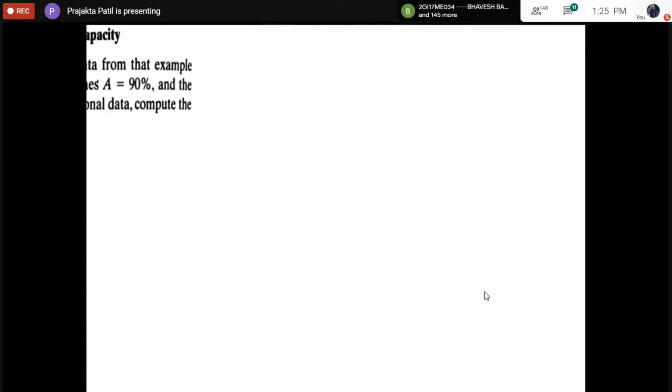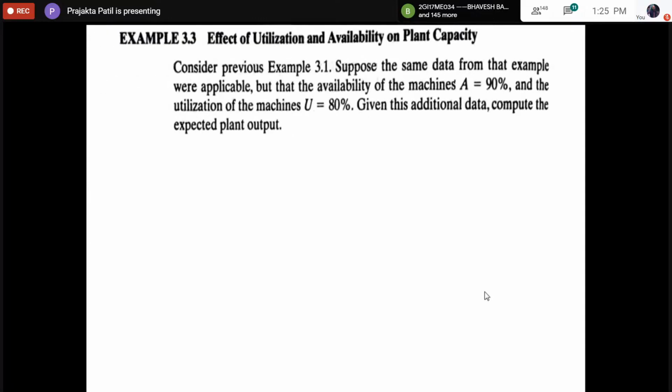Okay, moving on to the next problem. This is example 3.3 from the textbook. It is on utilization and availability on plant capacity. Just read the problem statement carefully. It says that consider previous example, that is 3.1, the one which we have just solved.